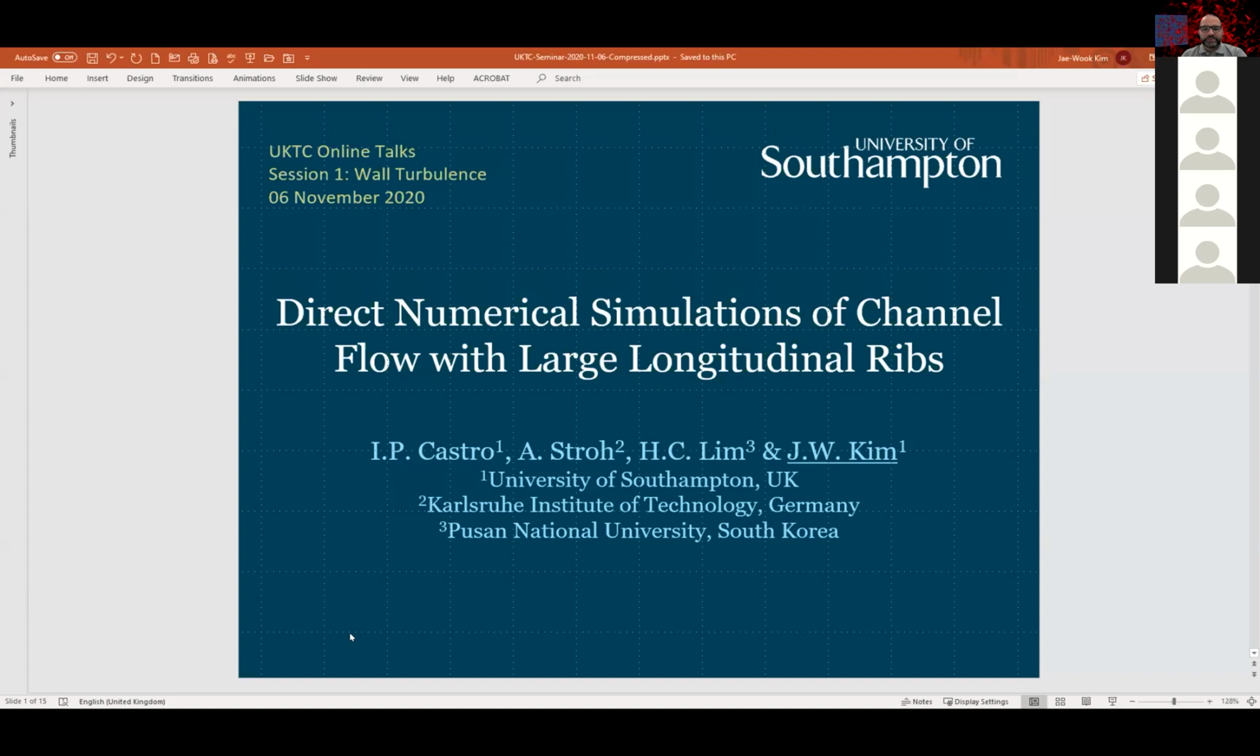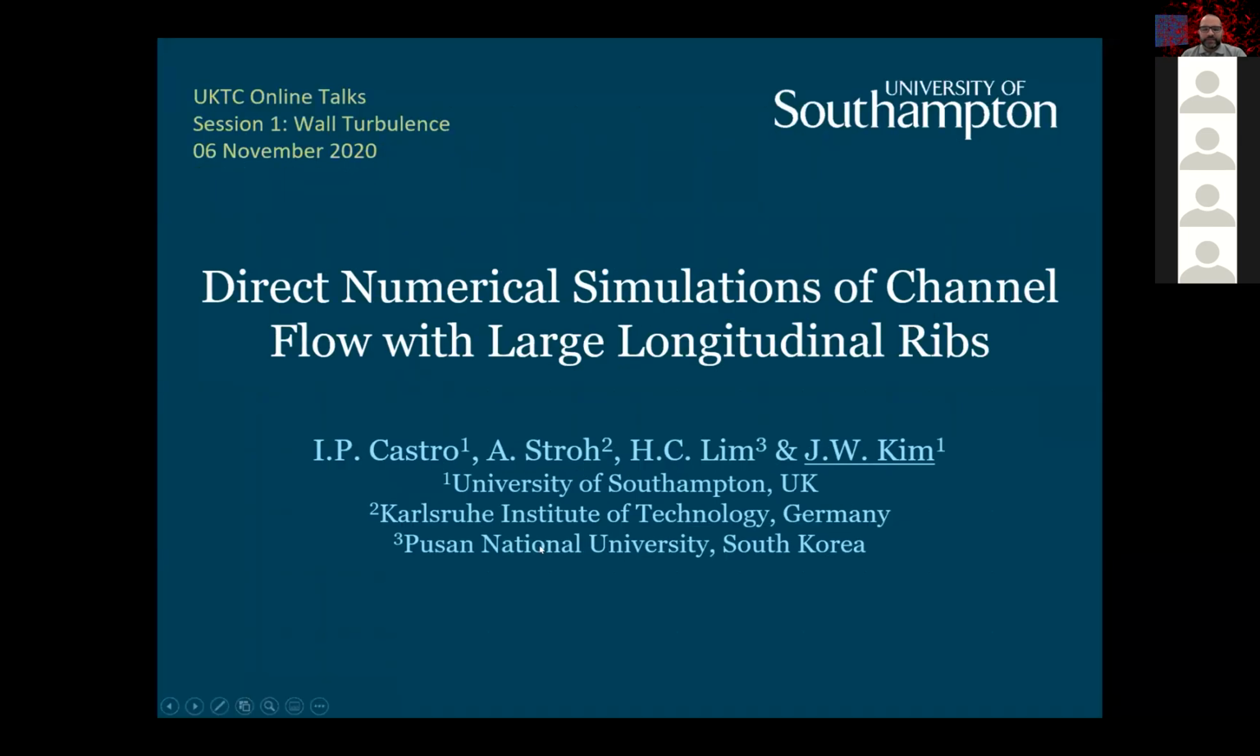So the next presentation is from Southampton by Jae-Wook Kim, and this is a work in collaboration with some colleagues in Germany and in South Korea, and it has to do with channel flow with large longitudinal ribs. So please go ahead.